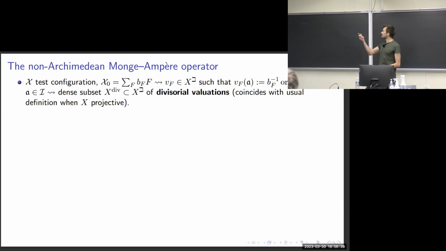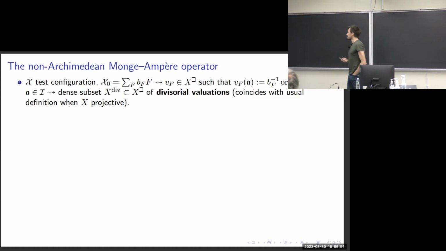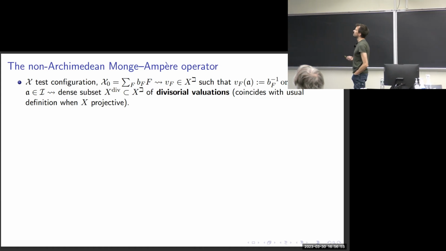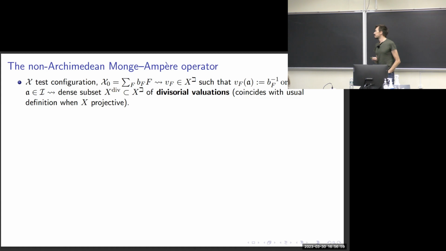So you start from a divisor on X_0 and you can realize this valuation as vanishing order along a prime divisor on some blow up of X. This relies on playing around with the invariance of valuations and characterization of divisorial valuations in terms of rational rank, et cetera.